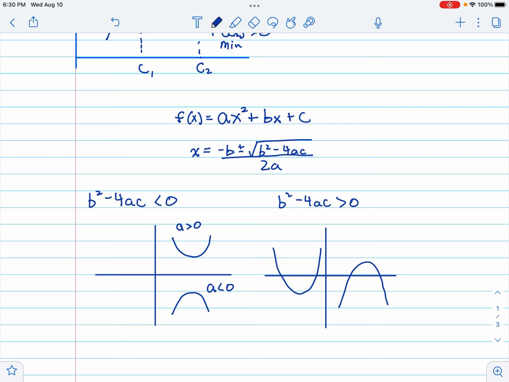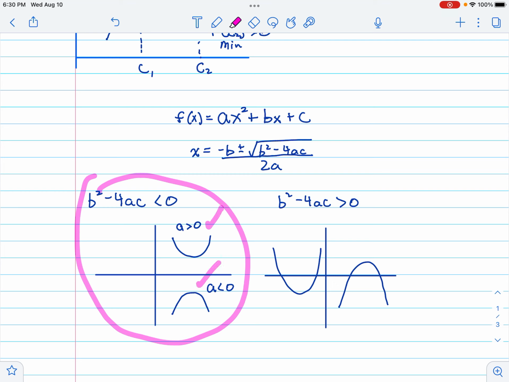Now notice, let's compare these two. In this situation over here, notice that the function is either always positive or always negative. Keep that in mind. Now, on this one over here, the function is sometimes positive, sometimes negative. See? Sometimes negative, sometimes positive. That's when b squared minus 4ac is greater than 0.